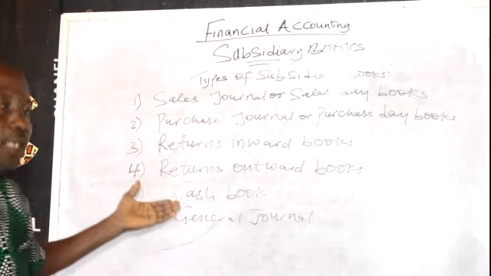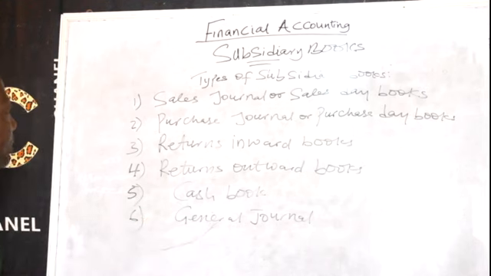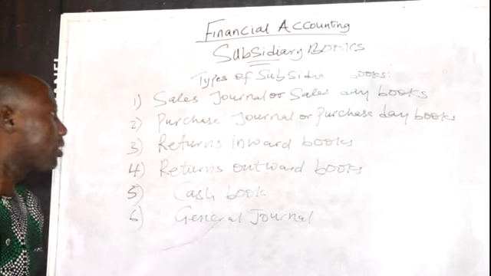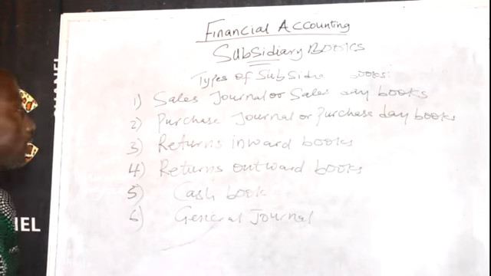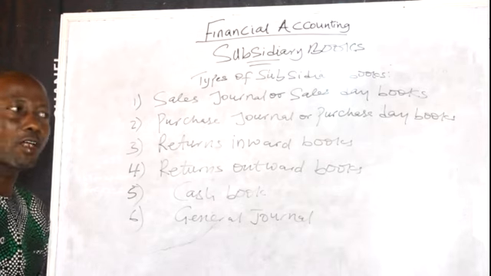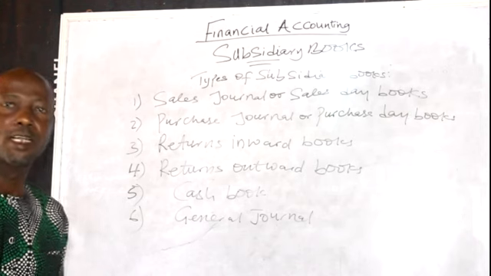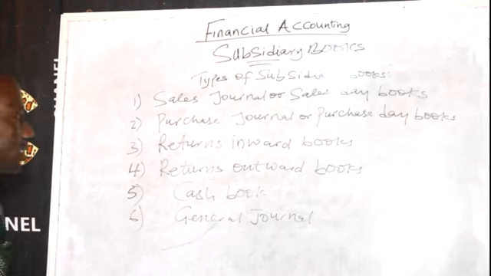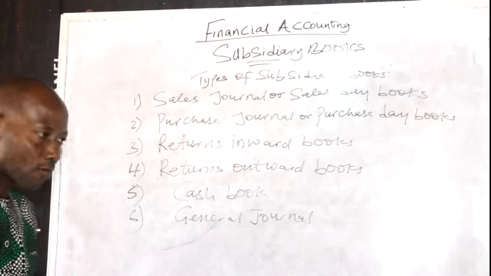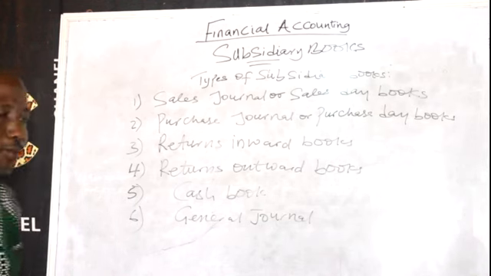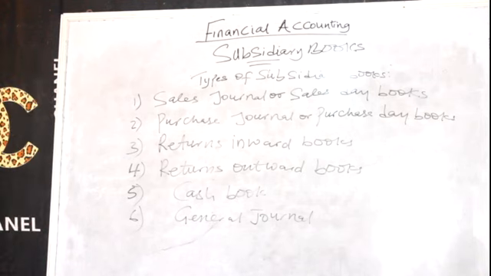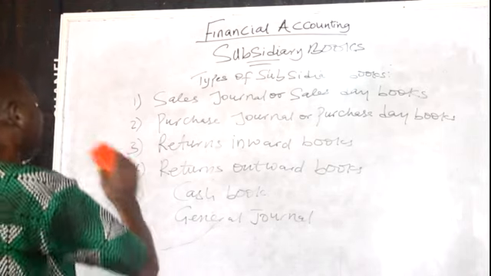Number 1, we have sales journal or sales day book. Number 2, purchase journal or purchase day book. Number 3, returns inward book. Number 4, returns outward book. Number 5, cash book. Number 6, general journal. What is the meaning of sales journal or sales day book? What is the meaning of purchase journal or purchase day book? The meaning of returns inward, returns outward, cash book, and general journal. Now, let me give you the meaning.